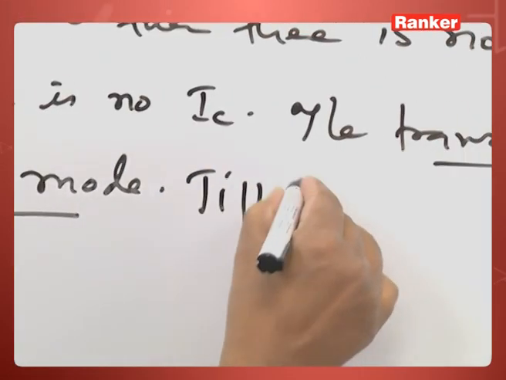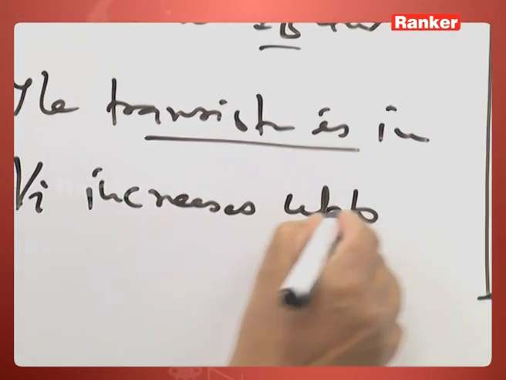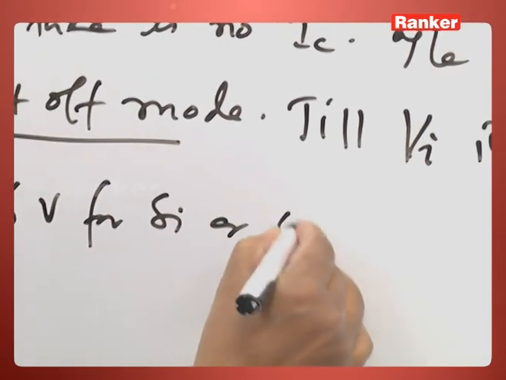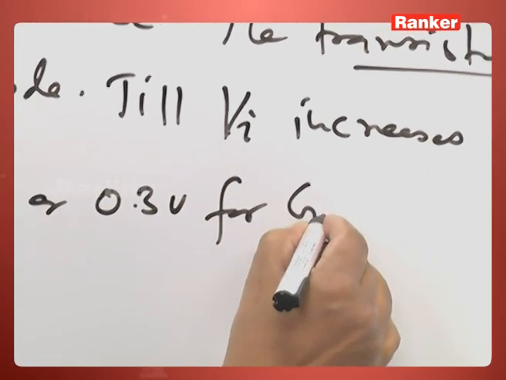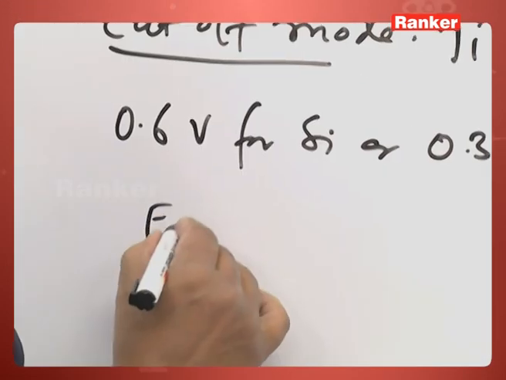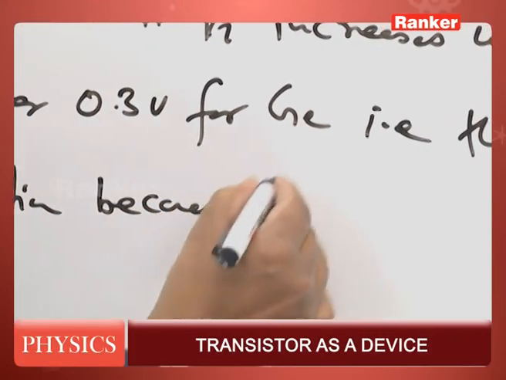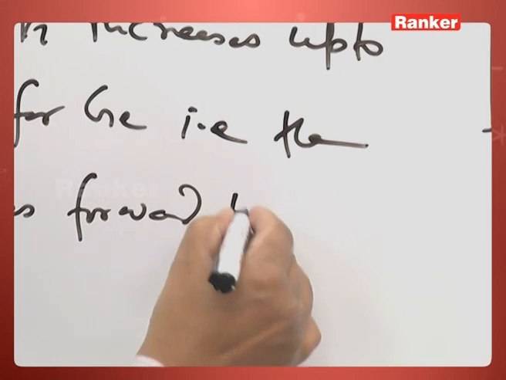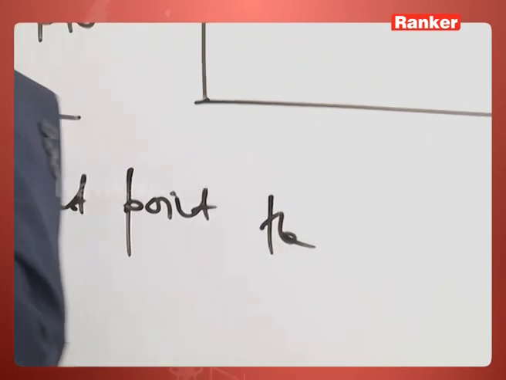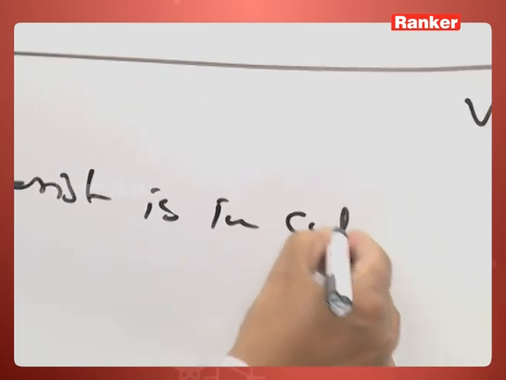Till Vi increases up to 0.6 volt for silicon or 0.3 volts for germanium, that is, till the emitter base junction becomes forward biased, till that point the transistor is in cutoff mode.